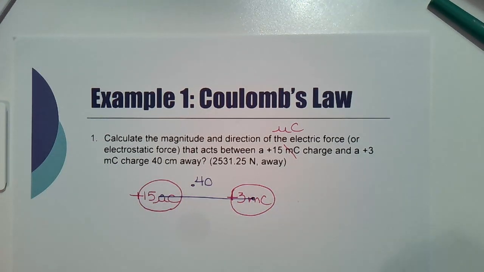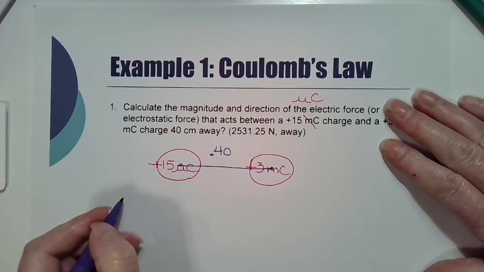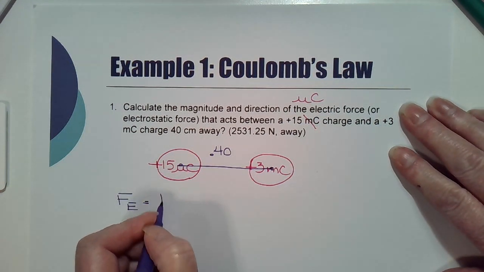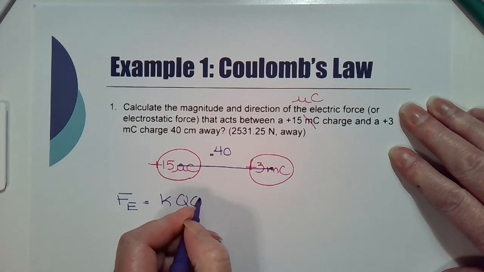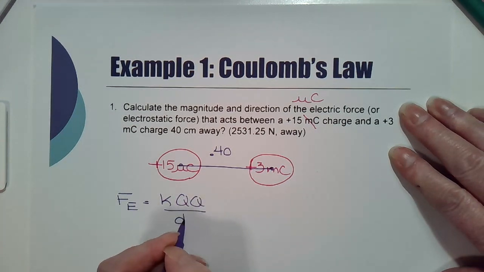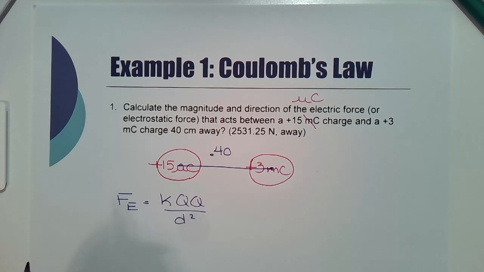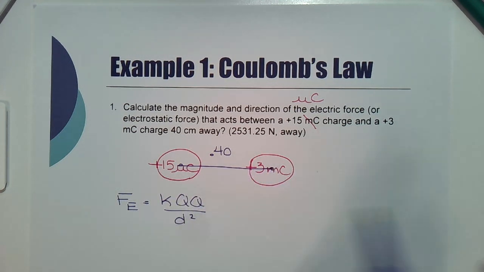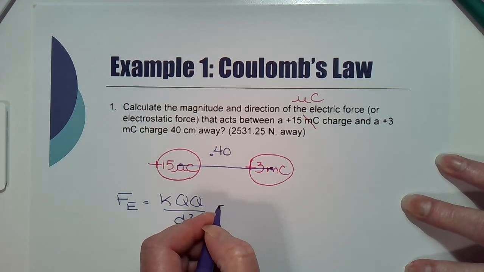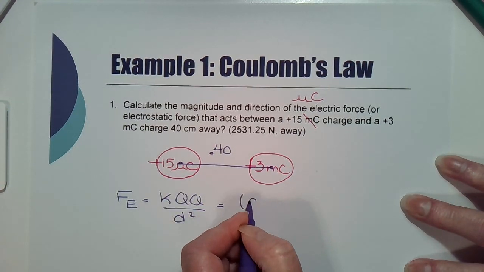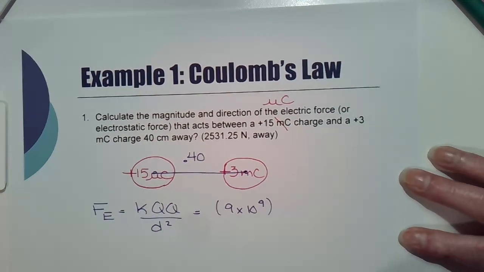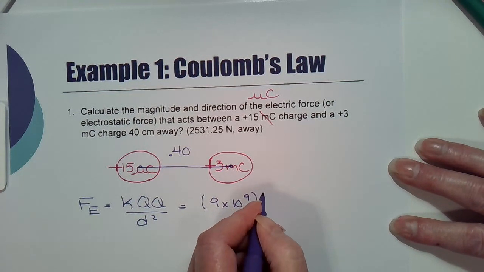All right, so my equation, Coulomb's law, is going to give me the magnitude, and that's going to be kQQ over d squared. It's okay, since these are small charges, if you want to use lowercase q. I'm not very consistent about that. The k is always going to be the Coulomb's law constant, 9 times 10 to the 9. That's an easy one to remember.